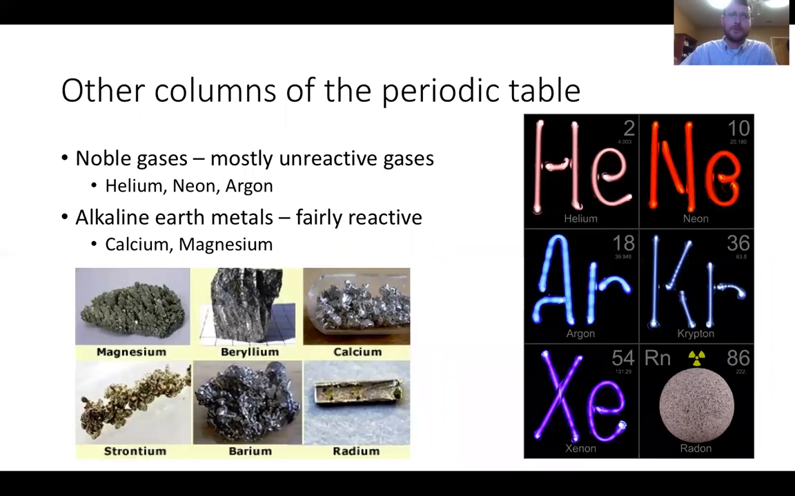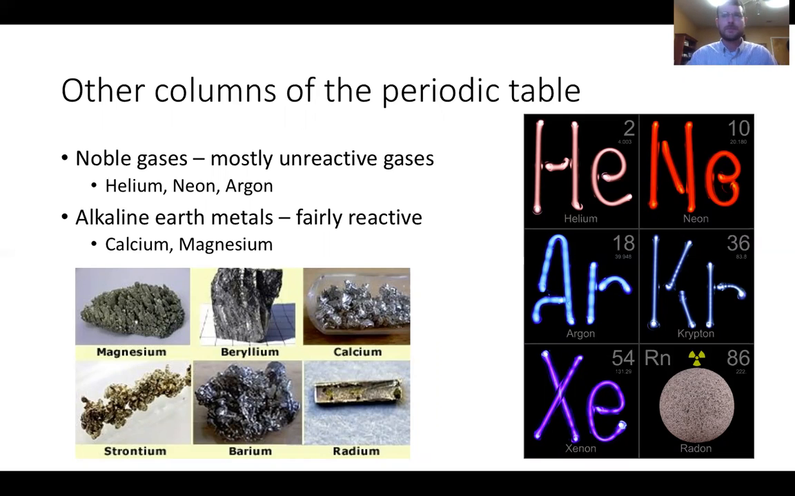You have other columns. Column group number 8, you have neon, argon. These are known as noble gases, very highly unreactive gases, mostly unreactive gases. You get to the bottom, you can start reacting a little bit. And then you have the alkaline earth metal, group number 2. These are fairly reactive, things like calcium and magnesium. In the lab, we're going to see calcium and magnesium, at least calcium and other metals and copper, and the way that they react with other chemicals. And you guys will be able to do the experiments with this.